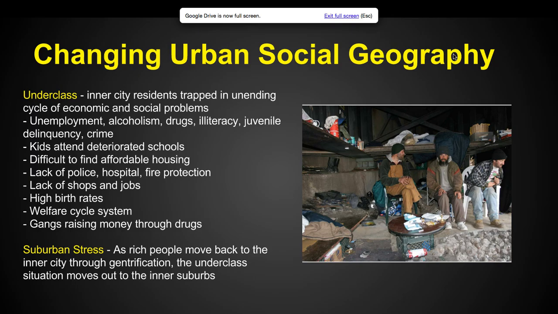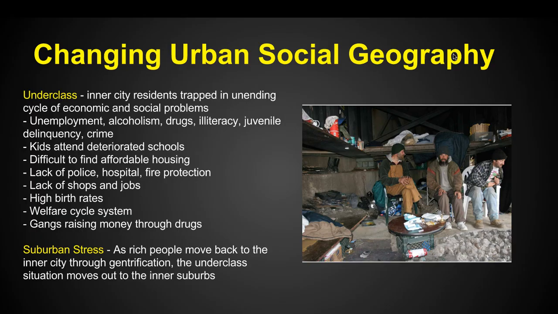It's a social, emotional, psychological inability to get out of where you are right now. So it's difficult because people get stuck. You have kids that attend deteriorated schools. So how can you ever imagine that you're going to get out of that? It's difficult to find affordable housing because everything is so expensive downtown.